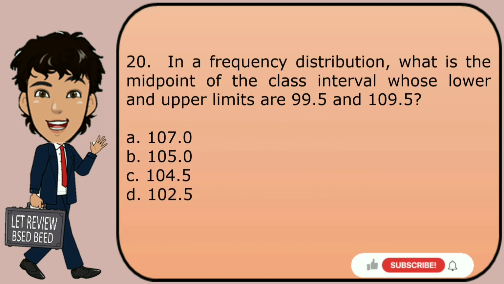In a frequency distribution, what is the midpoint of the class interval whose lower and upper limits are 99.5 and 109.5? A. 107.0. B. 105.0. C. 104.5. D. 102.5.